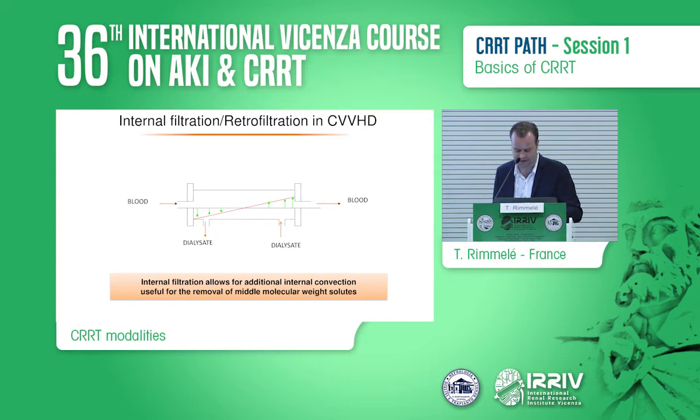On this cartoon, you have CVVHD, continuous hemodialysis. The blood goes from the left to the right, and the dialysate from the right to the left. Here, at the beginning of the membrane, you have high hydrostatic pressure, and as you move forward along the filter, the hydrostatic pressure decreases. So here you have low hydrostatic pressure, and it is the opposite with the dialysate, correct?